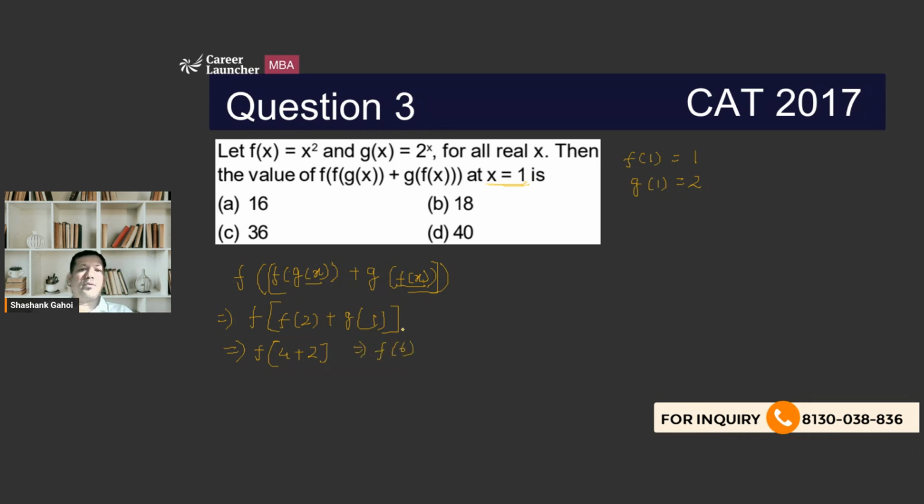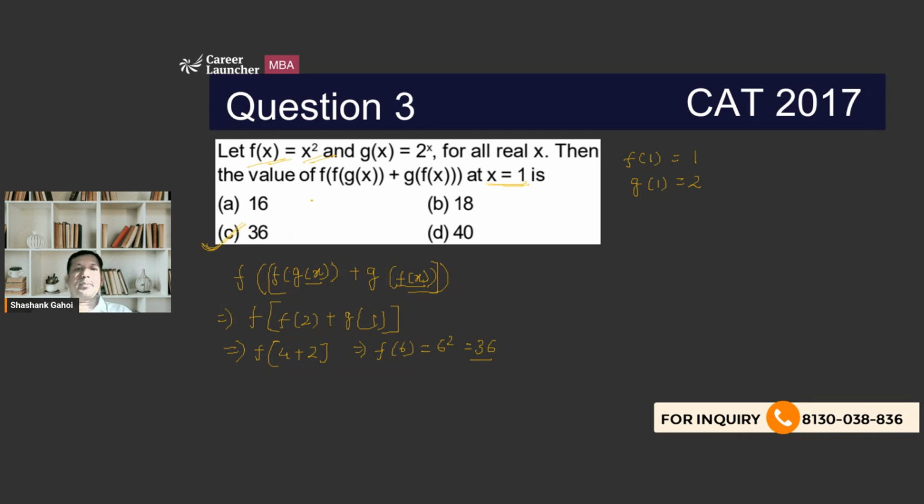Okay. Now, what is f of 6? F of x is x square. So f of 6 is going to be 6 square. Now, what is the value of 6 square? That is 36. So my answer of this question comes out to be option C.